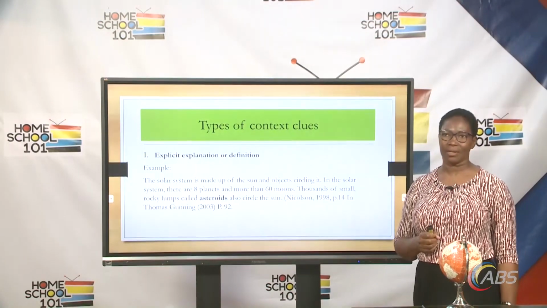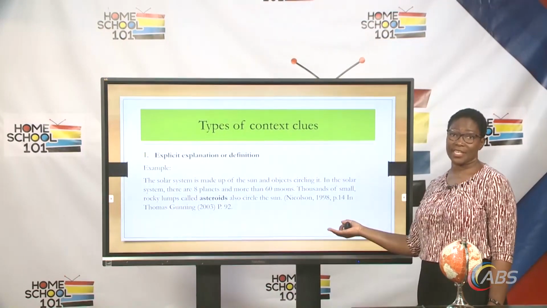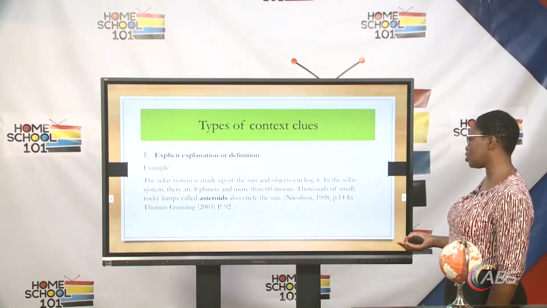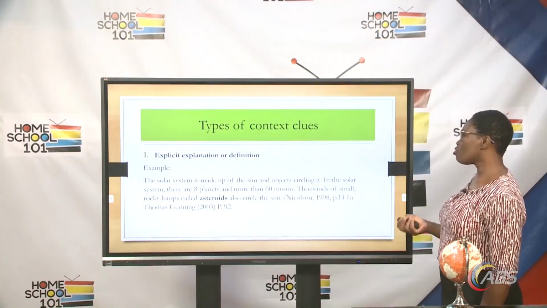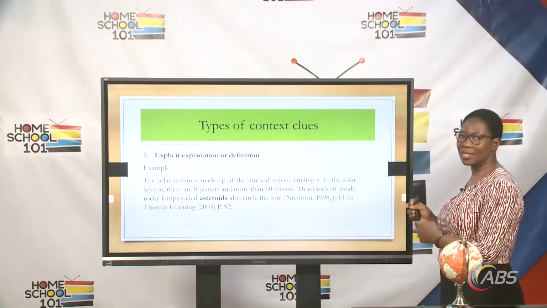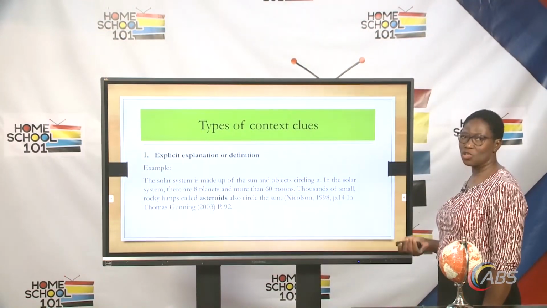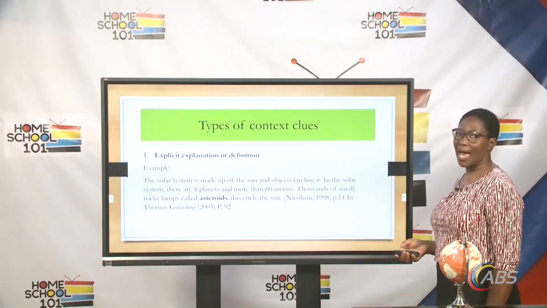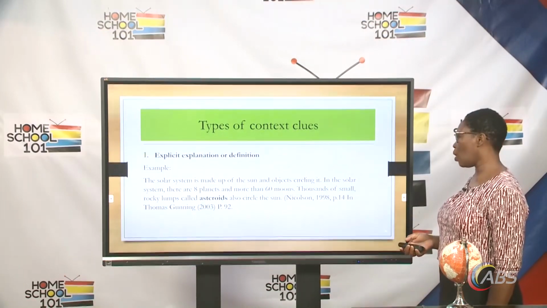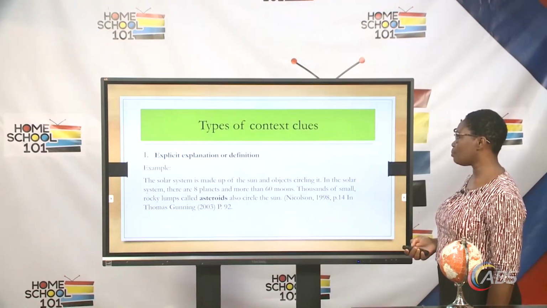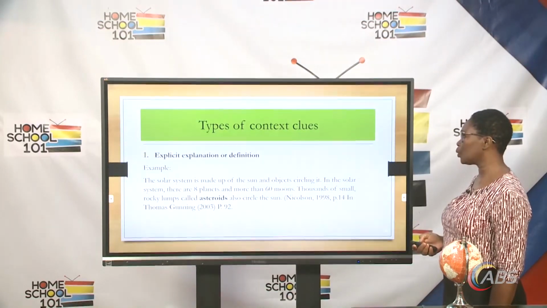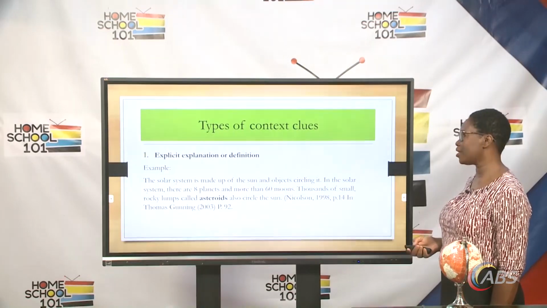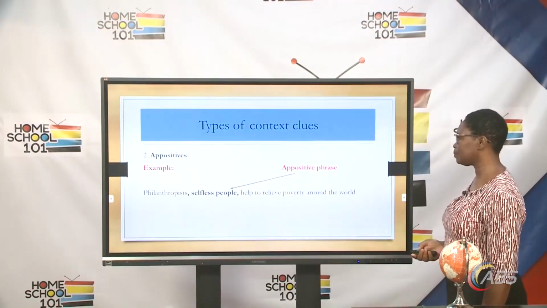Perhaps you never knew that word, but the writer has already given you the definition right there in the context, so you have an explicit definition. Small rocky lumps called asteroids. Okay, so you know explicitly from the passage what asteroids mean. Okay, so that's an example of a context clue that is explicit. You have an explicit explanation or definition. Let's go on to the second one.